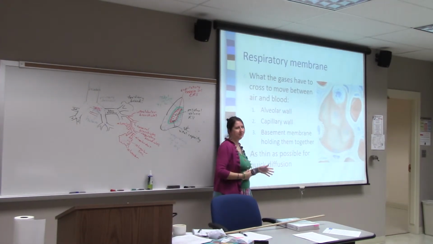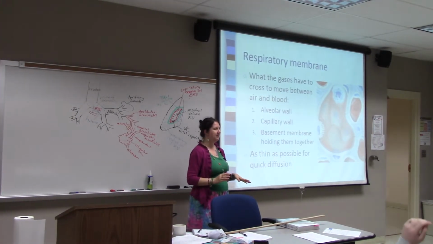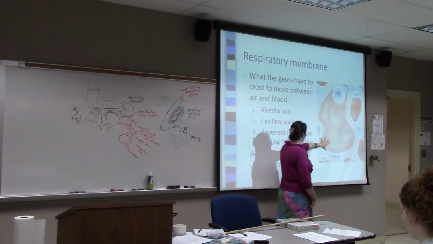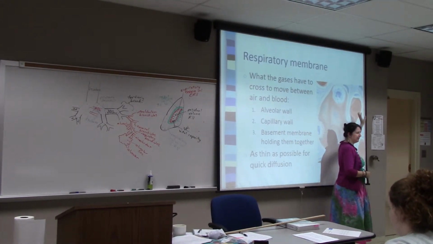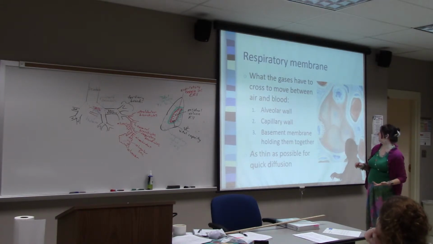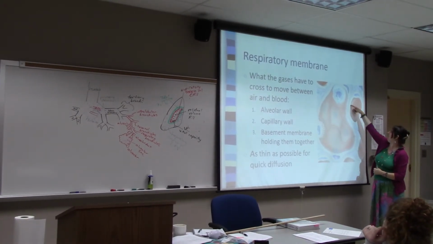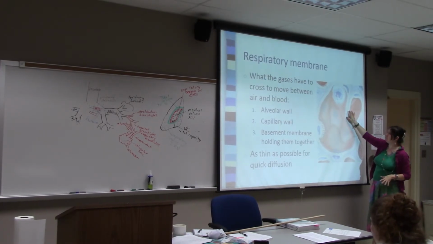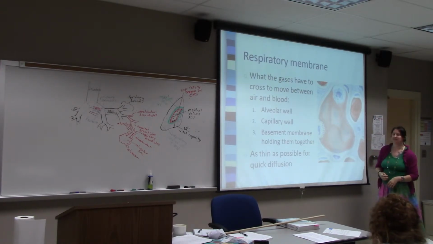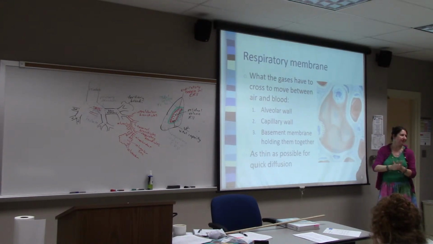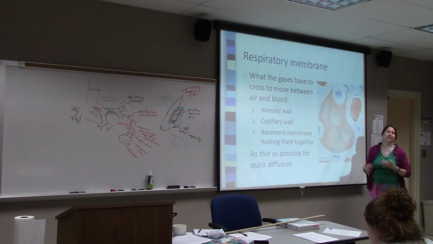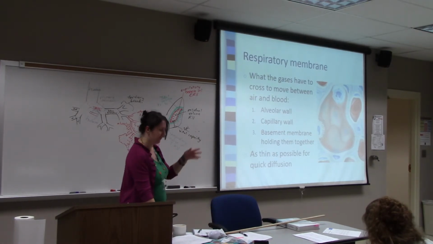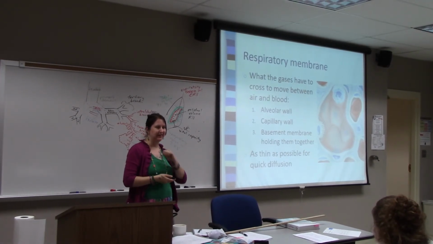The respiratory membrane is everything the gases have to pass through for external respiration to occur, to get from air in the alveoli to blood or the other way. That includes both the alveolar wall and the capillary wall, which is also simple squamous, you might recall, and then a thin basement membrane that holds them together. We want these as thin as possible because the further the gas has to go, the longer it's going to take to get there, and thus the less of the gas will actually get through.